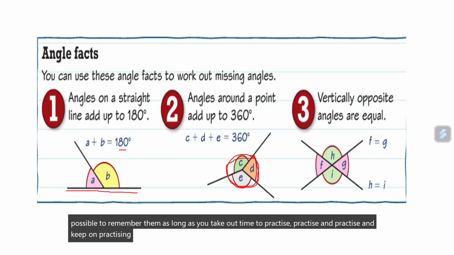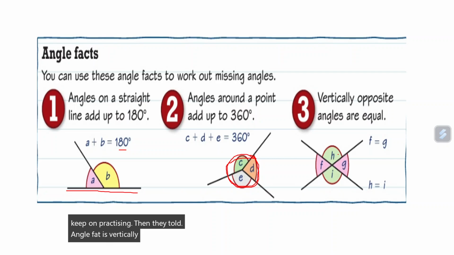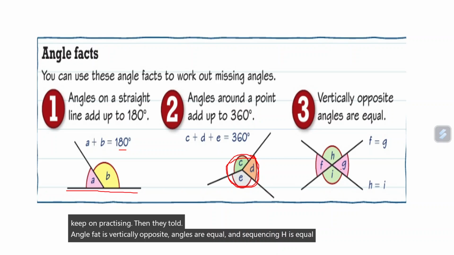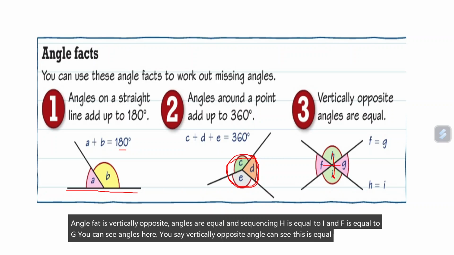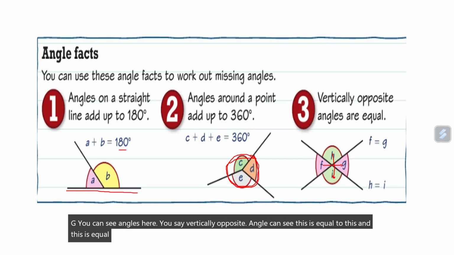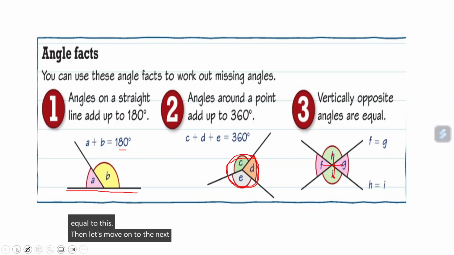Then the third angle fact is vertically opposite angles are equal. As you can see, H is equal to I and F is equal to G. You can see angles here. It's a vertically opposite angle. You can see this is equal to this and this is equal to this. Then let's move on to the next slide.